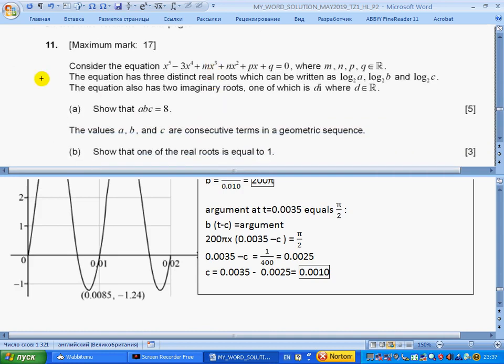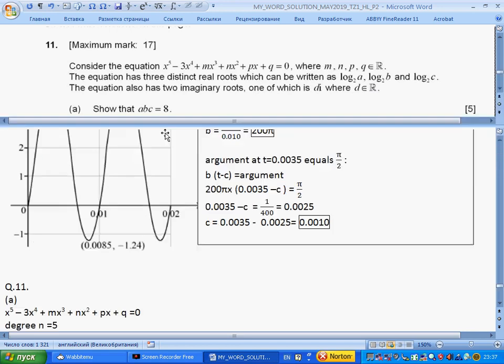Consider the equation. This equation has 3 distinct real roots which can be written as logarithm, logarithm, logarithm. The equation has 2 imaginary roots, one of which is di, where d belongs to R. Show that ABC equals 8.